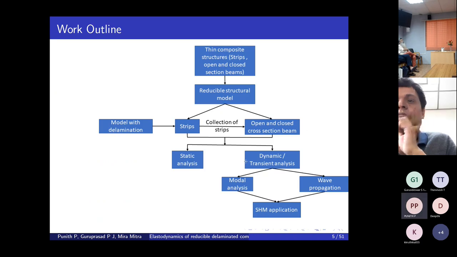So on the outline, the thin structures can be either a plate or a shell or a beam. Here in this study, we have only considered strips and open and closed cross section beams. Again, these strips are 1D reducible, whereas plates and shells are reducible to equivalent 2D models. So we are studying particularly those composite models which can be reduced to equivalent 1D structures. This is grouped into the study of strips and the study of open and closed cross section beams, which can be termed as a collection of strips, and for which we have performed both static and dynamic analysis.